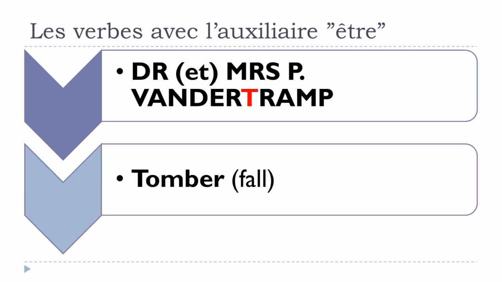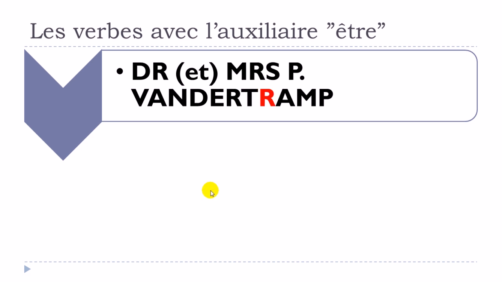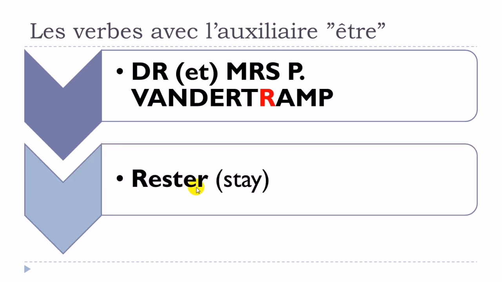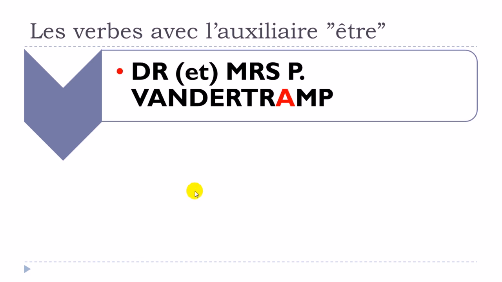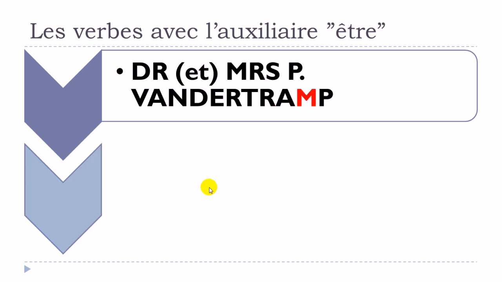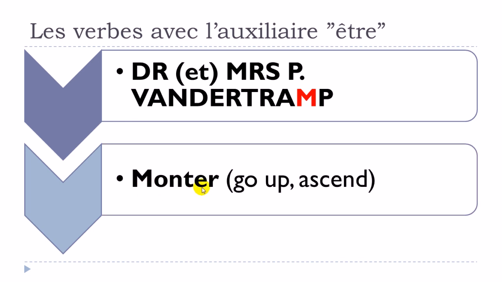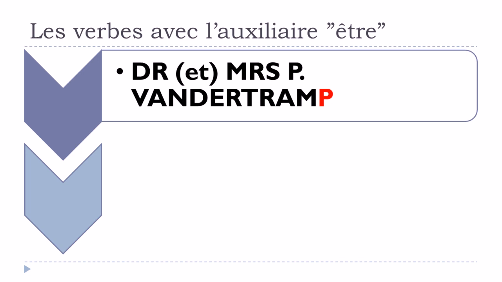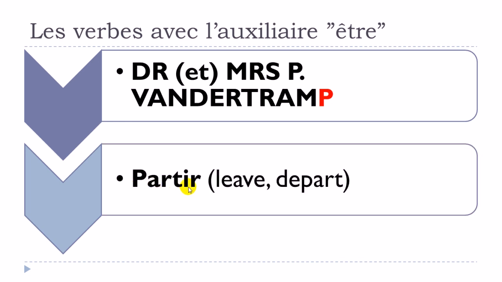T for tomber. Tomber. R for rester. Rester. Then A for arriver. Arriver. M will be for monter. Monter. And last but not least, P will be for partir. Partir. Okay, so you have it.